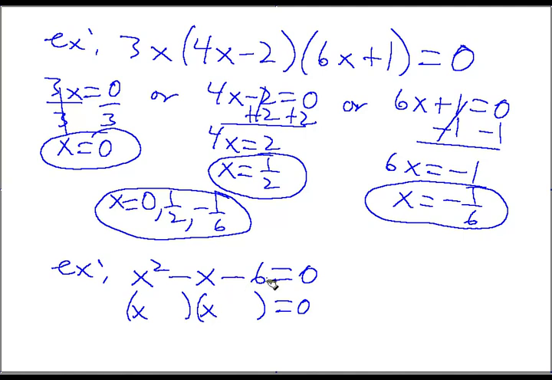Again, I'm looking for what? Two numbers that multiply to negative 6 and add up to negative 1. Well, if you think about it a little bit, the two numbers will be what? Negative 3 and what? Positive 2. Because negative 3 times positive 2 is negative 6, and negative 3 plus 2 is negative 1.